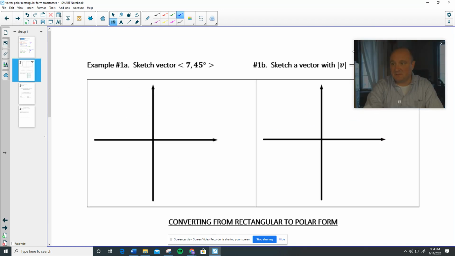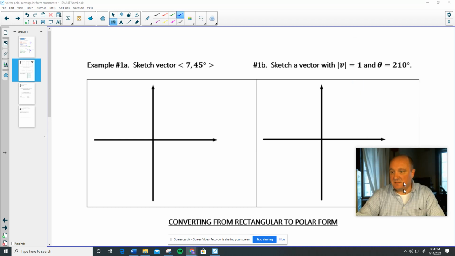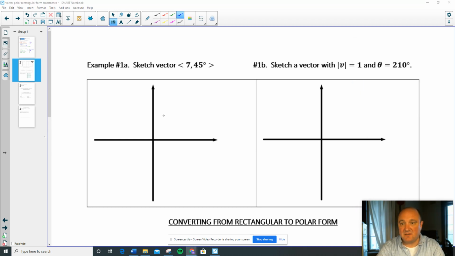Couple quick examples. Here you're asked to sketch a vector with a magnitude of 7 and a reference angle, or a theta, of 45 degrees. I'll start with the angle. Remember, this works just like trigonometry used to work. Positive x-axis is 0. I get to 90 here, 180, 270, all the way back around is 360. So 45 degrees is going to be something like this, and the length is 7. So this is the vector.